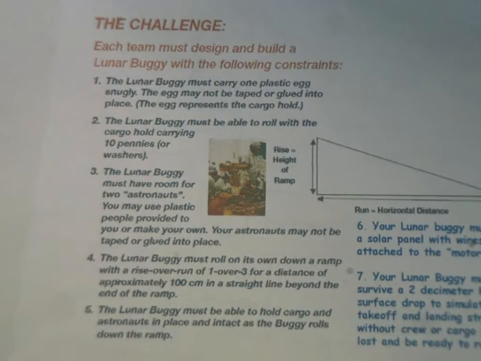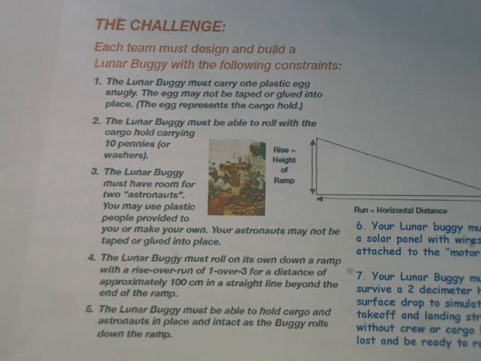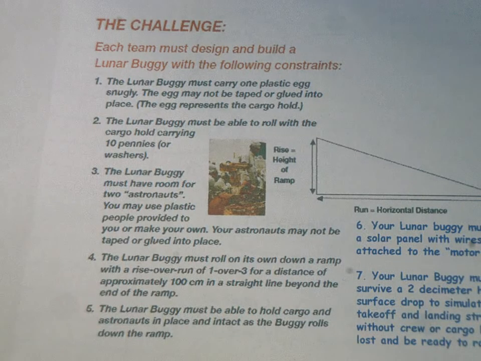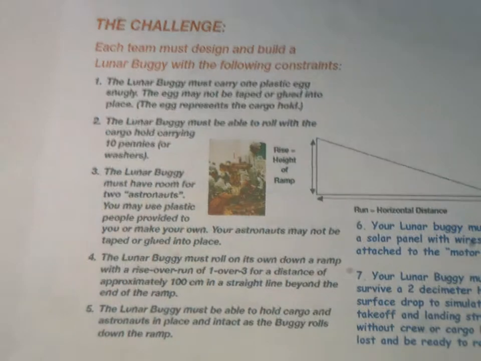Number 2, the lunar buggy must be able to roll with a cargo hold containing 10 pennies or 10 washers. Well, we got pennies. So your cargo hold has to hold 10 pennies. Number 3, the lunar buggy must have room for 2 astronauts. You may use plastic people provided. You may make your own. Your astronauts may not be taped or glued in place. Your astronauts have to have the ability that they can easily be taken out.